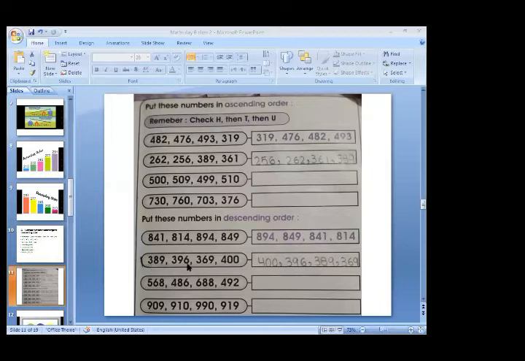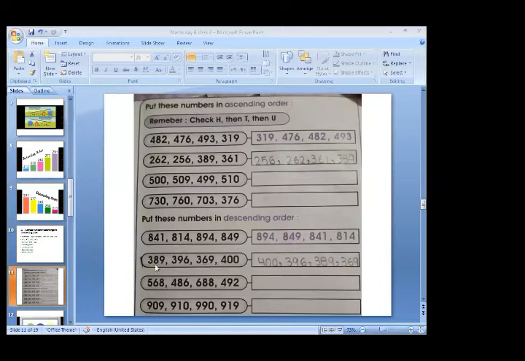So the hundreds place is the same in 3 values. If the hundreds place is the same, then you check the tens place. Which tens place is bigger? 8, 9, 6. 9 is bigger, so you will write after 400, 396, comma. After 396, two values are remaining, 389 and 369.